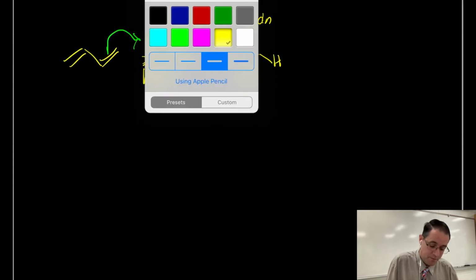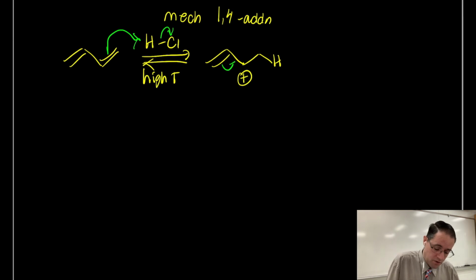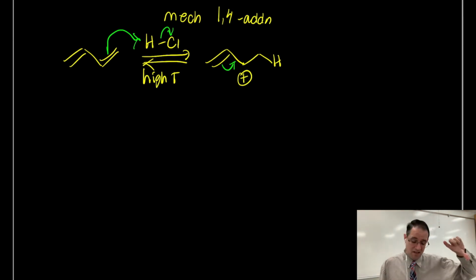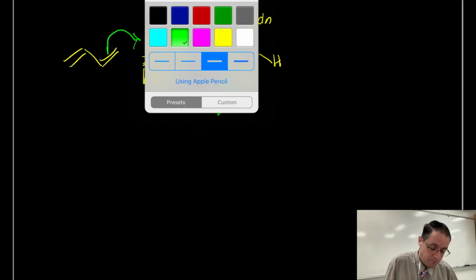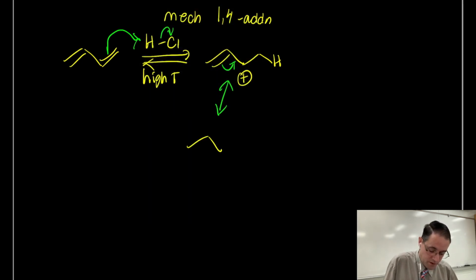High temperature. So let's go ahead and show the resonance structure, okay? So we take the pi bonds, the pi bonding electrons, and we scoot them over towards the carbocation. When you do this, the new resonance structure is going to look like this, okay?